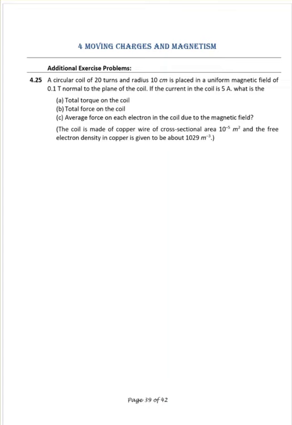Hello students, in this video we will discuss problem 4.25 of the additional exercises of chapter 4. A circular coil of 20 turns and radius 10 cm is placed in a uniform magnetic field of 0.1 Tesla normal to the plane of the coil. If the current in the coil is 5 ampere, what is the total torque acting on the coil, the total force on the coil, and the average force on each electron in the coil due to the magnetic field? Some constant values are given.